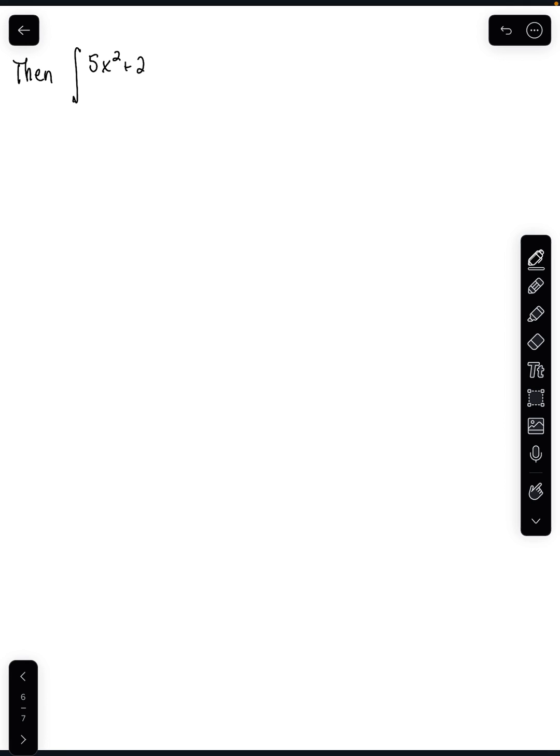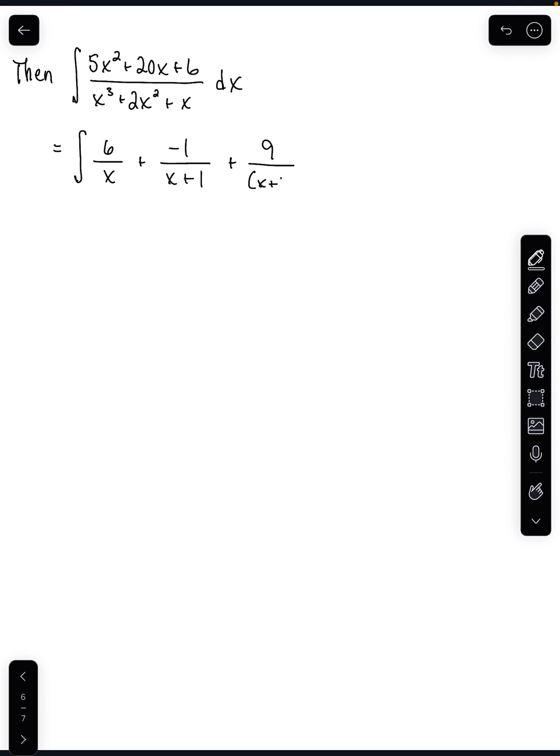So our original expression was 5x squared plus 20x plus 6 over x cubed plus 2x squared plus x dx. And this can now be rewritten as the sum of the three rational expressions, 6 over x, plus negative 1 over x plus 1, plus 9 over x plus 1 squared dx.